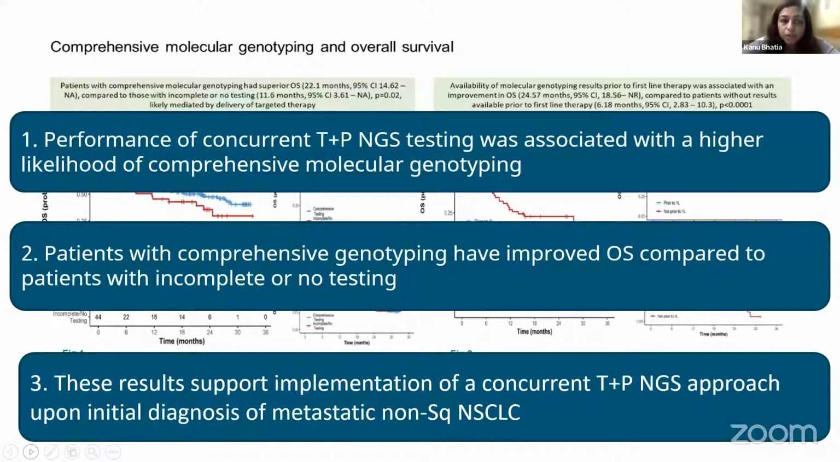So this is the conclusion that the paper actually came to: if you do a comprehensive tissue as well as a plasma NGS testing before starting the first line therapy, it will improve the overall survival of your patient. And these results support that doing a concurrent approach will help you in a longer way with the patient. Next slide.